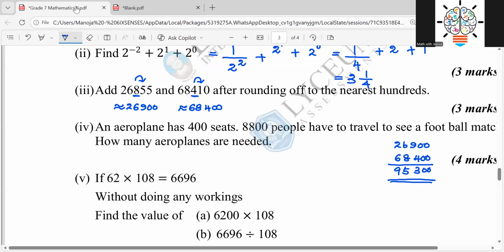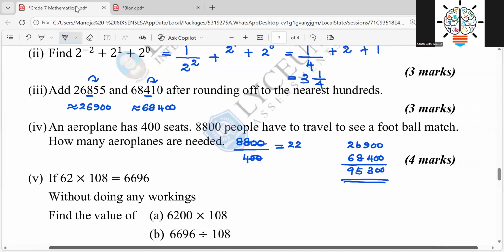An aeroplane has 400 seats. 8,800 people have to travel to see a football match. How many aeroplanes are needed? Very easy question. In one aeroplane, you have 400 seats, right? How many people do we have who are planning to visit the football match? We have 8,800 people, but for one aeroplane, we can send only 400 people. So I divide it like this. It gives me 22. So that means we want 22 aeroplanes, right?